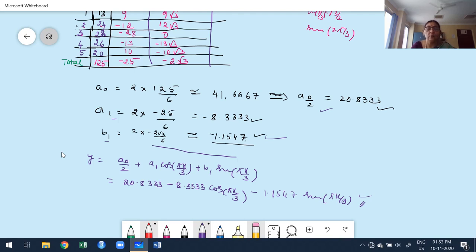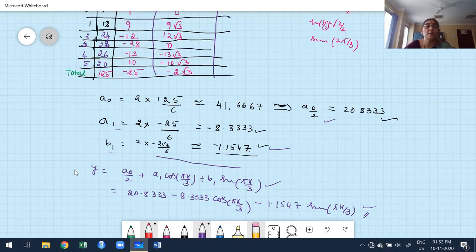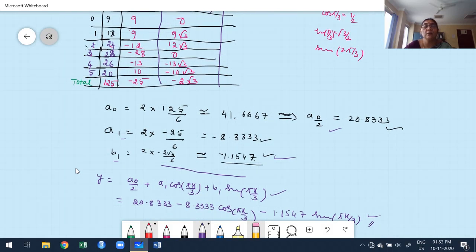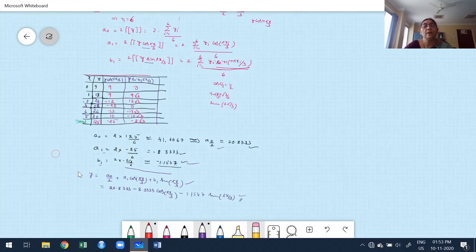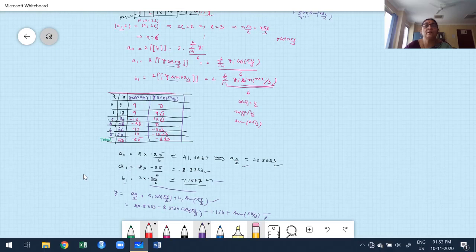Now here, suppose they're going to ask to construct the Fourier series up to first harmonic, this is the way I construct. Keep in mind before starting the problem, first go through carefully what they are expecting in the problem, and based on that you have to write the steps. This is a way to construct the Fourier series based on the given data, which is discrete data.